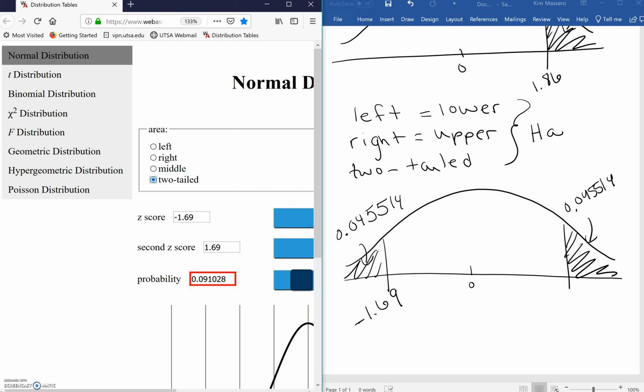Then we can use these p-values to make our decision by comparing the p-value to alpha. Whenever our p-value is less than or equal to alpha, we reject our null hypothesis.